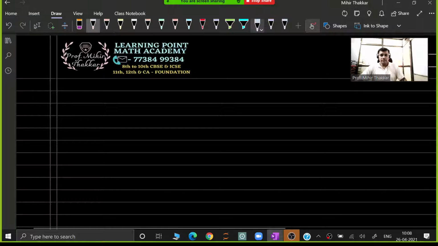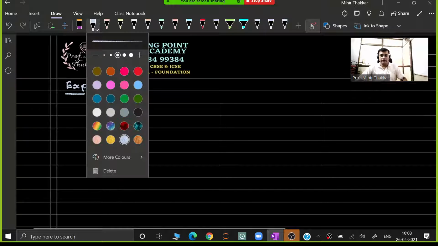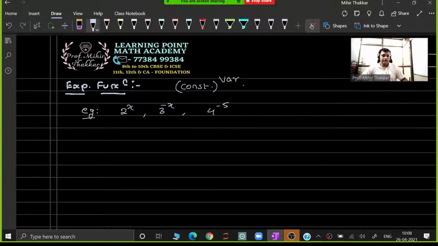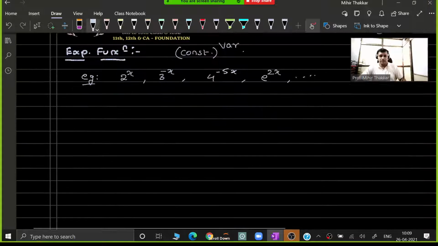First of all, if you remember, I had told you about the exponential function. When you talk about an exponential function, it is always in the form of a constant number in the base and a variable there in the power. Like for example, I can have 2 raised to x, 3 raised to minus x, 4 raised to minus 5x, e raised to 2x, and so on, where these are all the different exponential functions. Now, when you talk about the limits, the question is very simple.